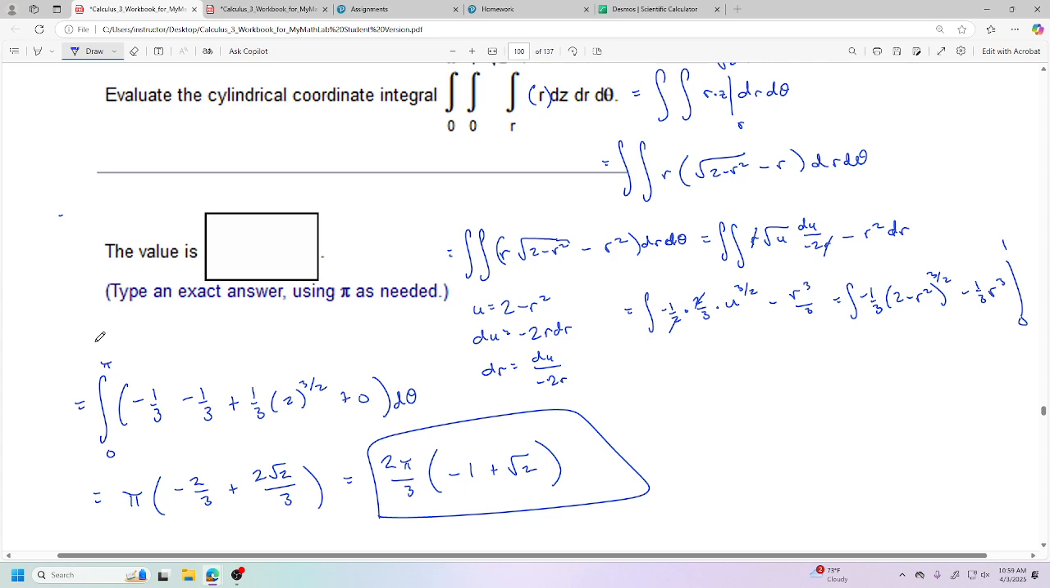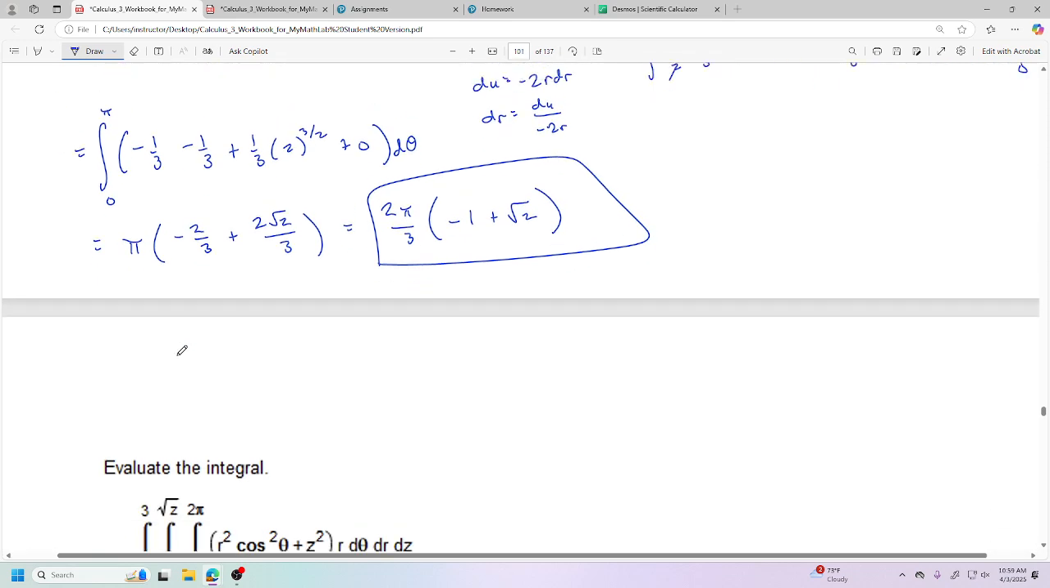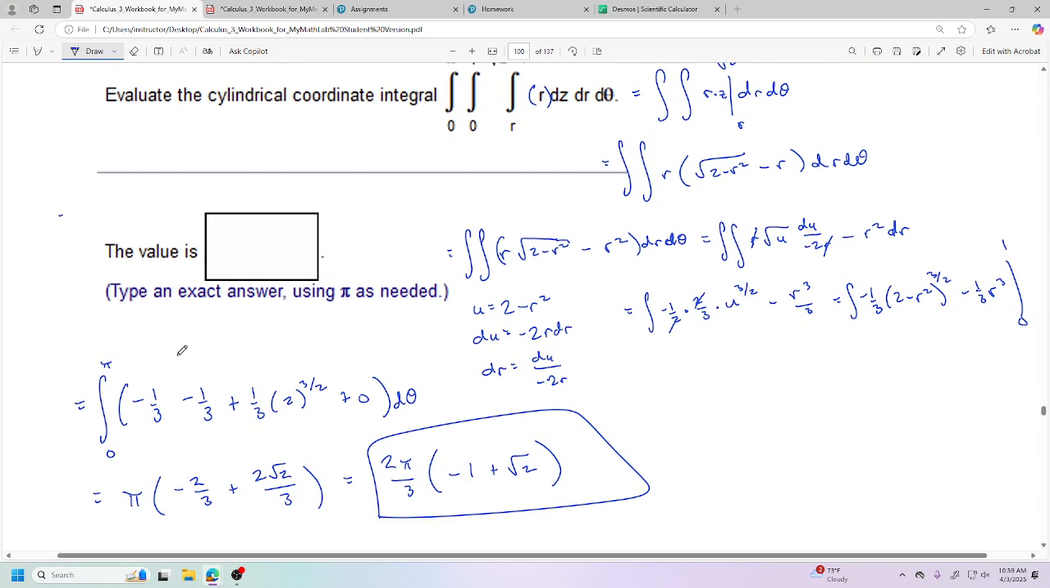Anyways, is that one okay? It's pretty straightforward because it's already given to us, which is nice. Unless y'all need me to hang around.